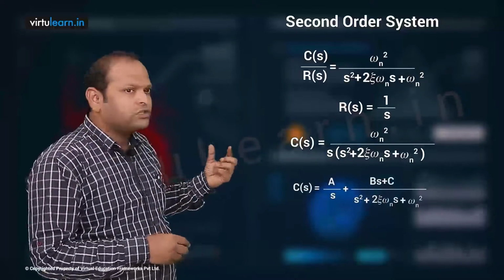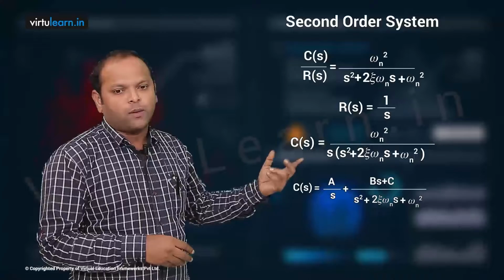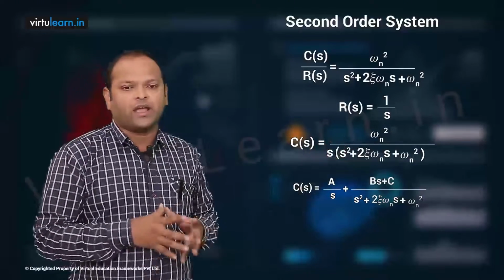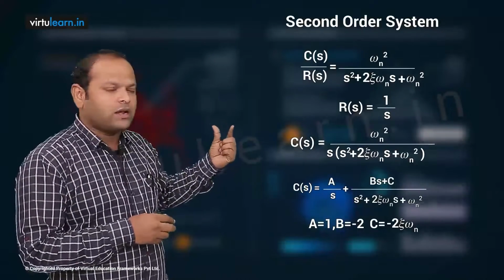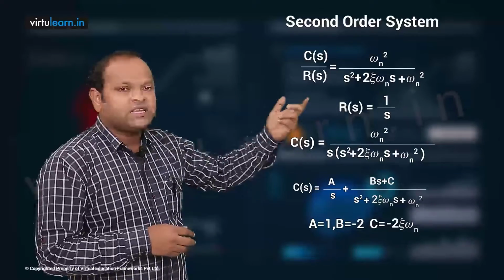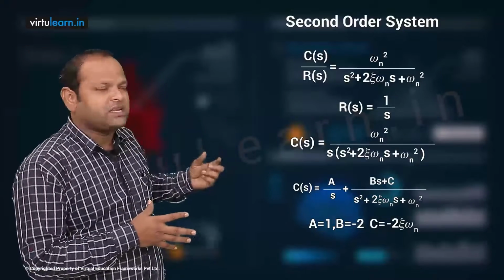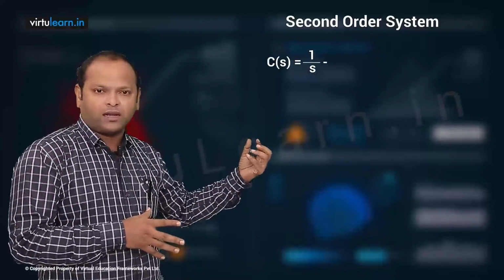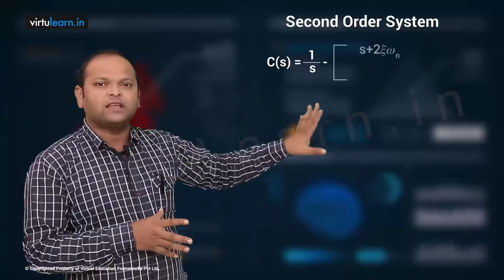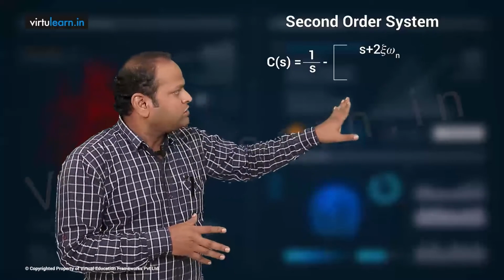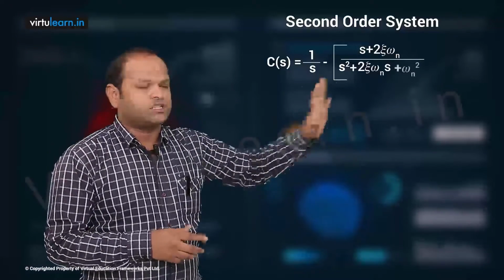So C of s is equal to A by s plus Bs plus C divided by s square plus 2 zeta omega n s plus omega n square. Then I can easily find out the A, B, C values. Your A value becomes 1, B is minus 1, and C is minus 2 zeta omega n. Then if you substitute here, you will get C of s is 1 by s, then I can take minus common, then put a bracket, and inside the bracket we will have s plus 2 zeta omega n divided by s square plus 2 zeta omega n s plus omega n square.